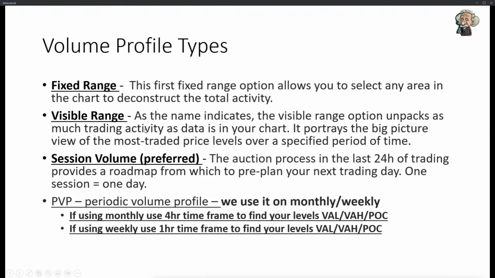And then session volume, this is what we use to calculate and look at day-to-day volume profiles. How are we doing? Are we making value area highs, higher highs, lower lows, POC shifting up and down? Is the auction trending up? Is the trend slowing down? Is the trend that's going down also slowing down? You're able to kind of look at the session volume profiles and figure that out, right? And then the PVP, we use this to look at the monthlies and weekly profiles and sometimes 6 months, quarterly.